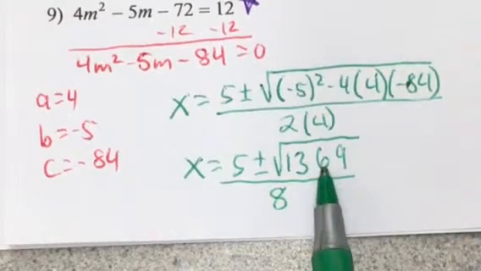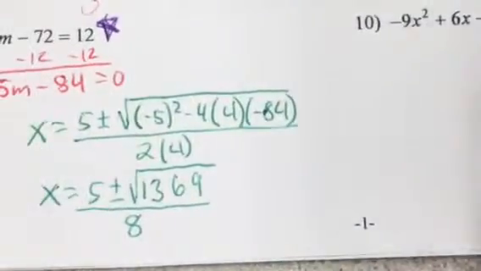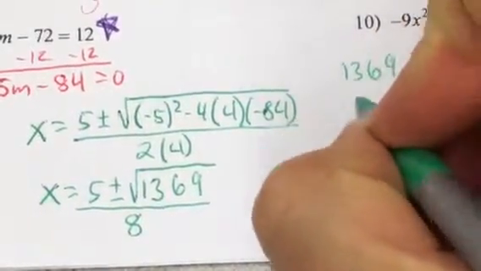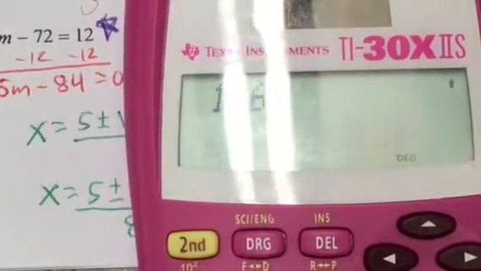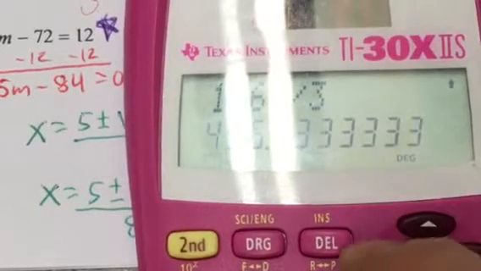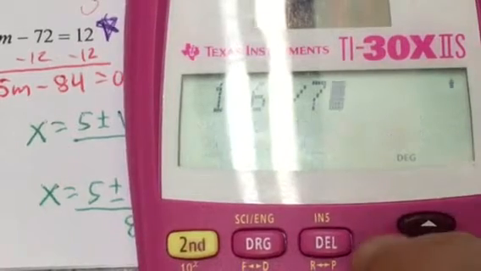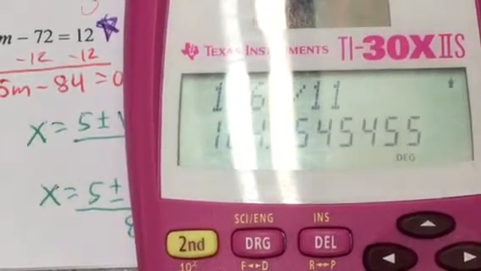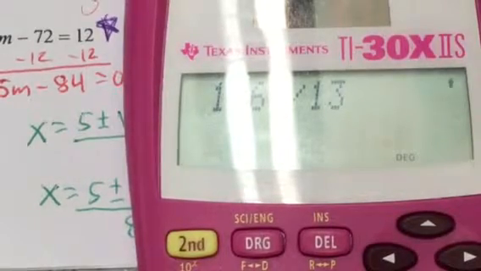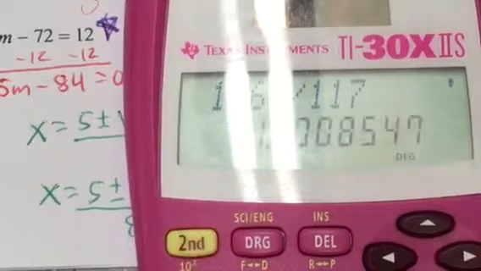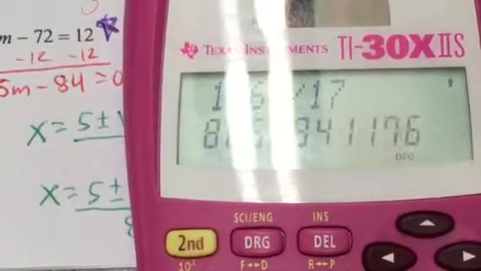I need to break down this 1369. Since I want exact answers, I'm asking you to do this. 1369. What goes into 1369? Let's try it. Does it divide by 3? No. 4, no. 5, no. 6, no. 7, nope. 11, nope. 13. 14, 17? No, I gotta go to 17, not 117. No.